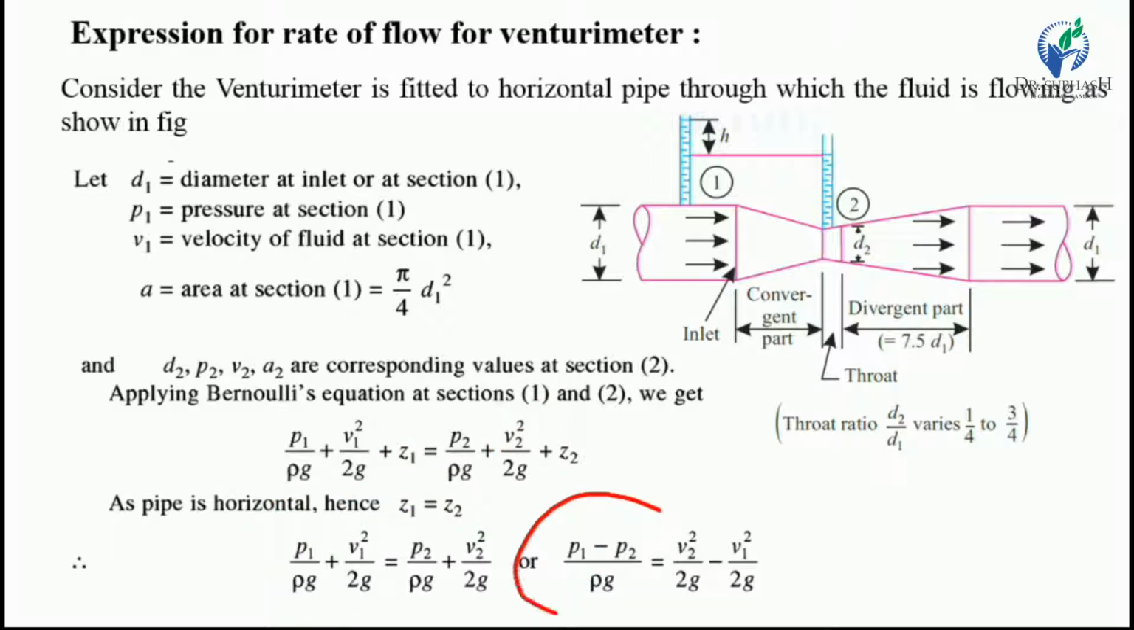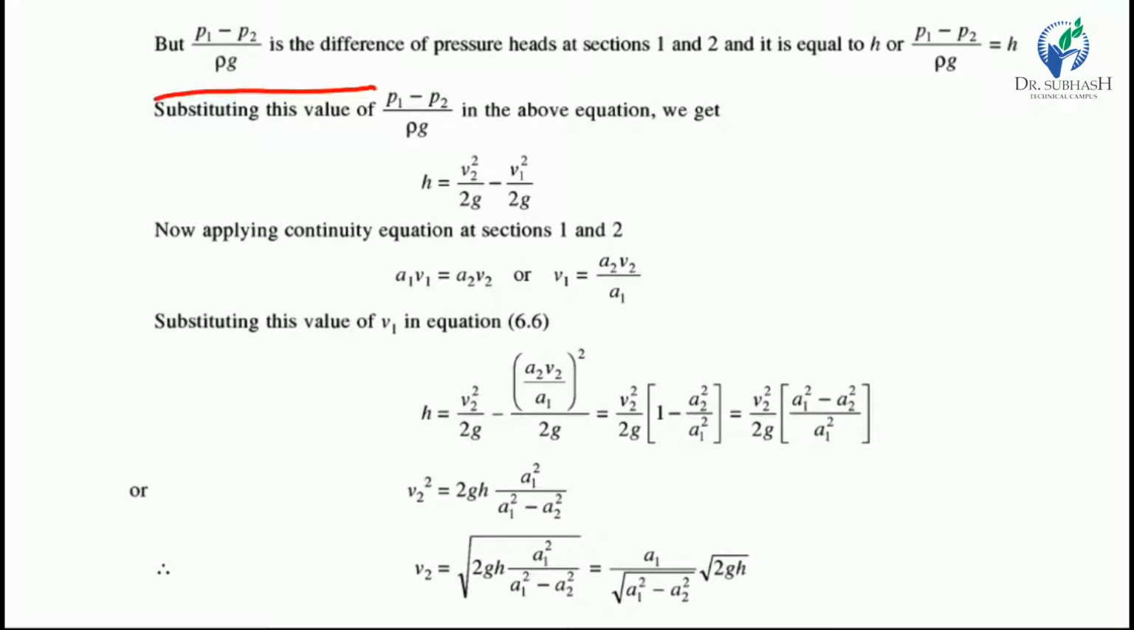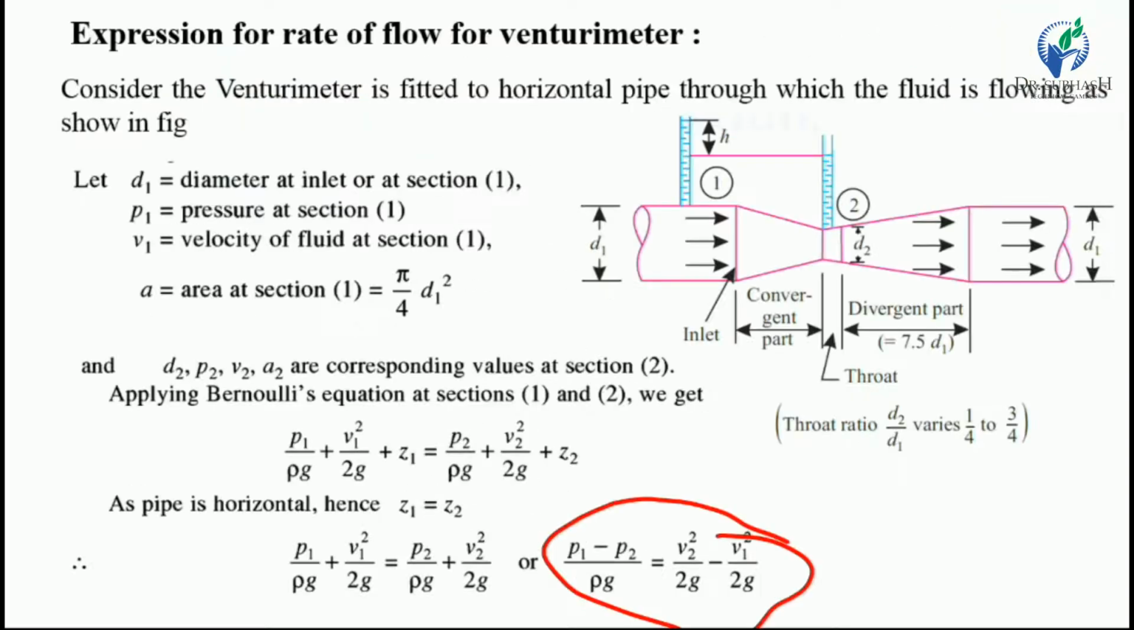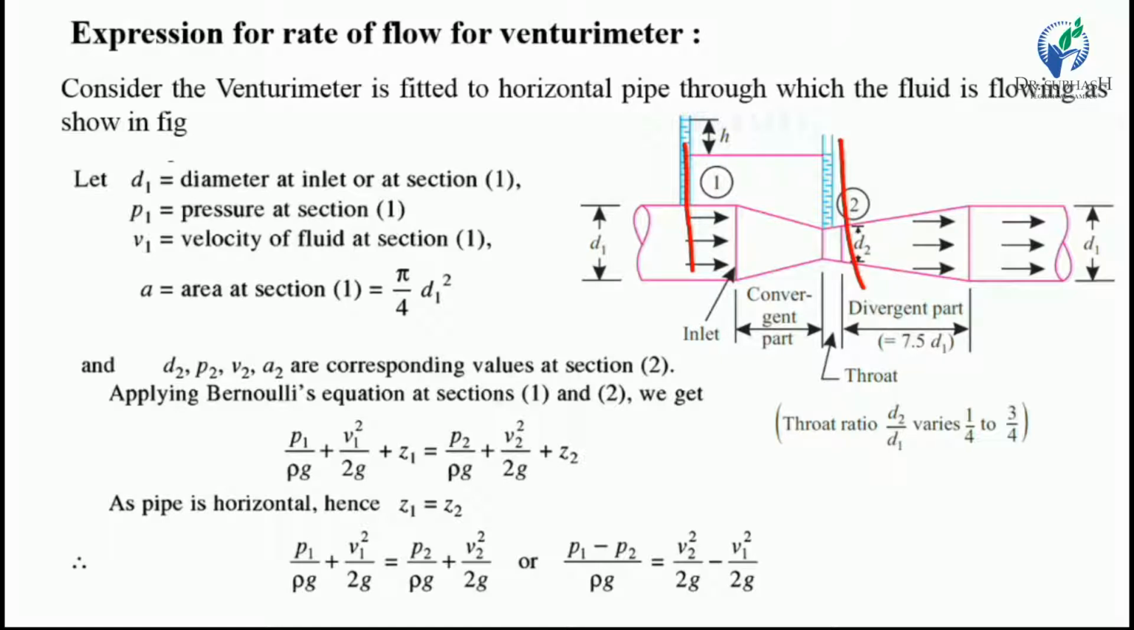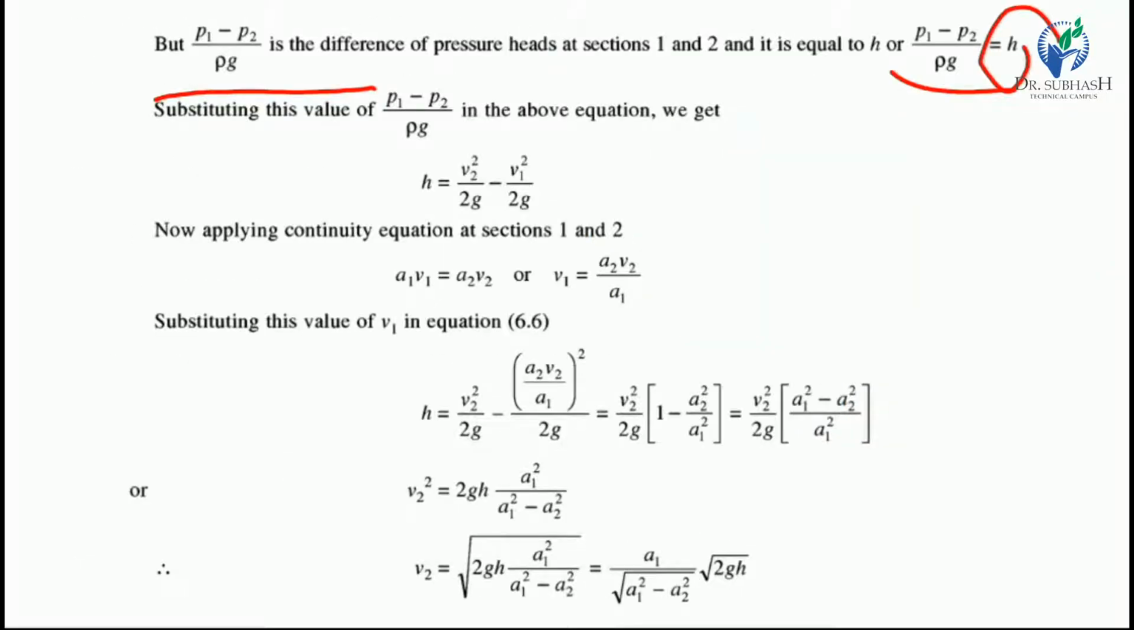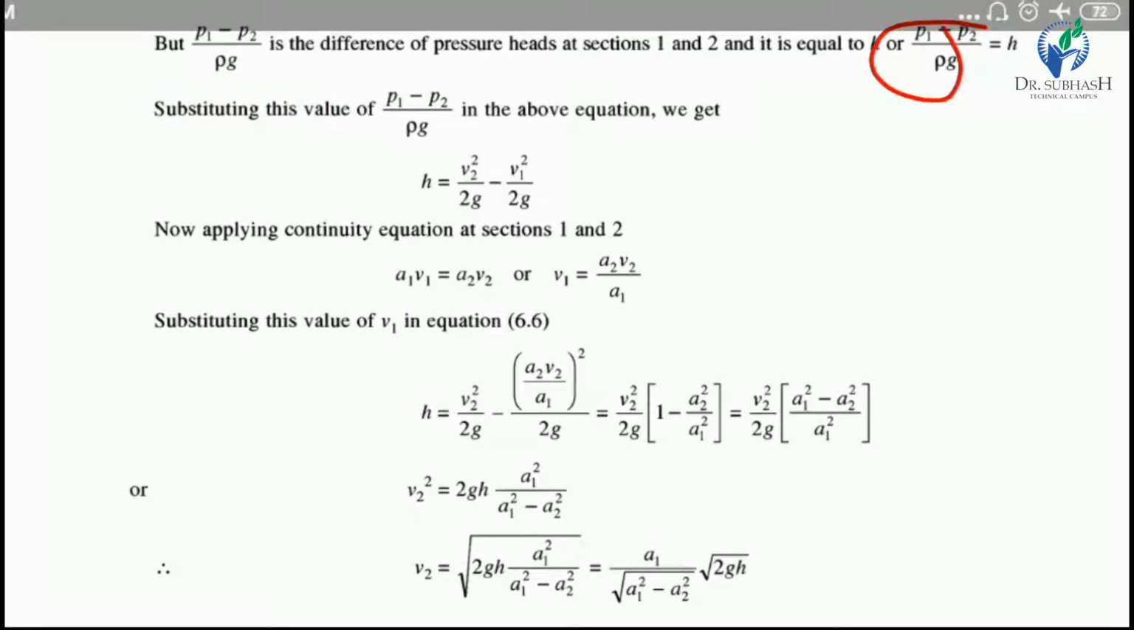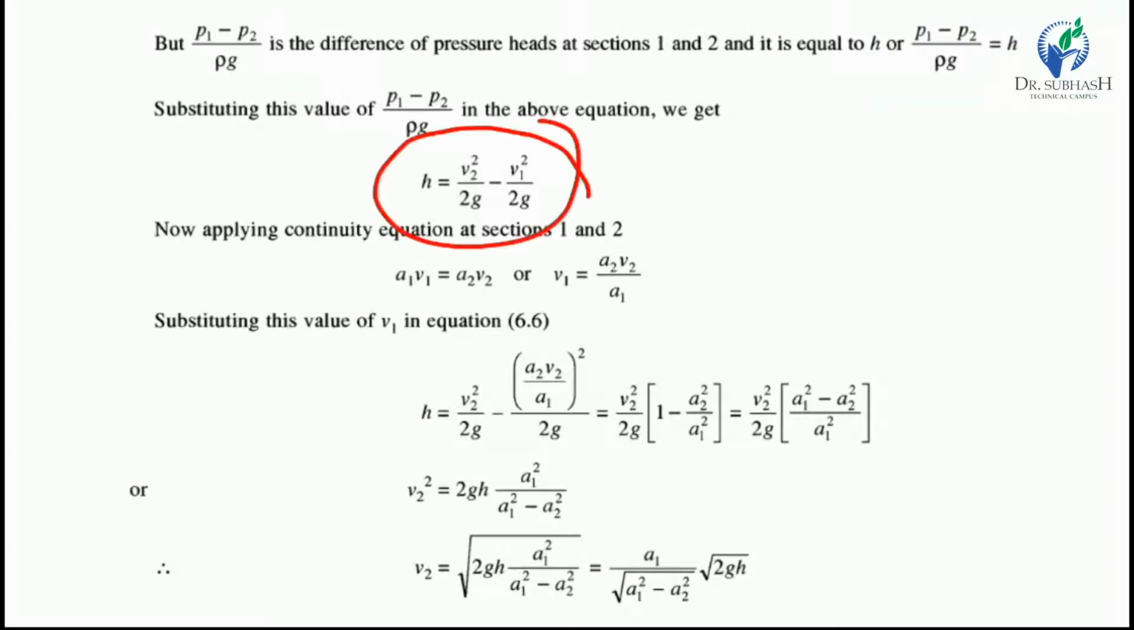Now we have to find the value of the pressure head difference. So arrange the equation this way. We know that the difference of pressure head is written as small h according to the figure. We see from the figure that the difference in pressure between section 1 and section 2 is defined by h. So the equation is written in the form h is equal to V2 square upon 2g minus V1 square upon 2g.